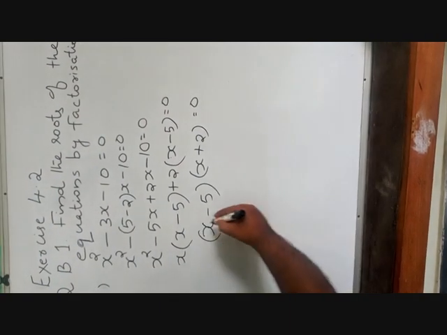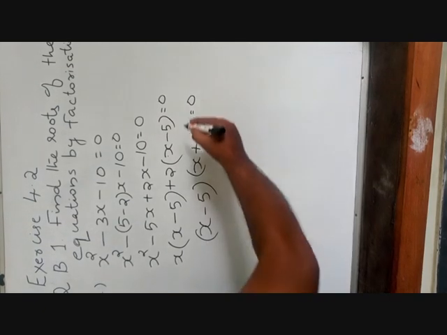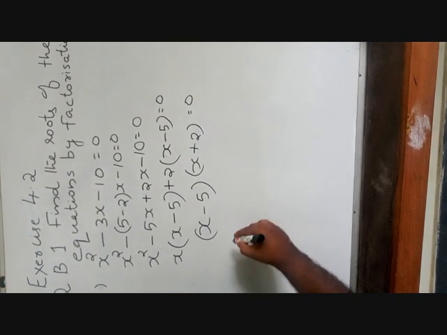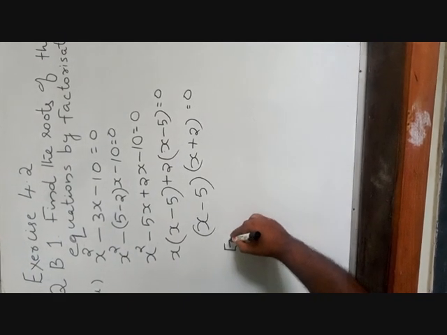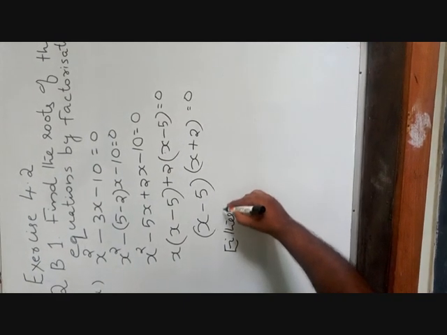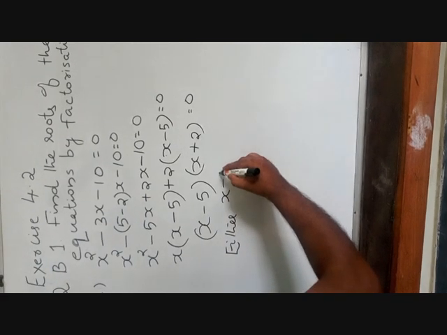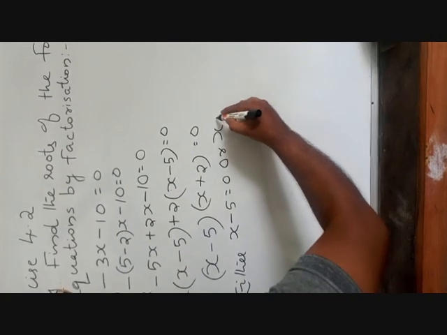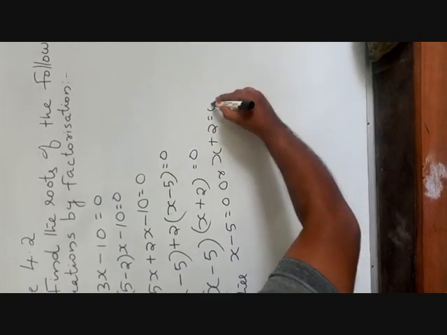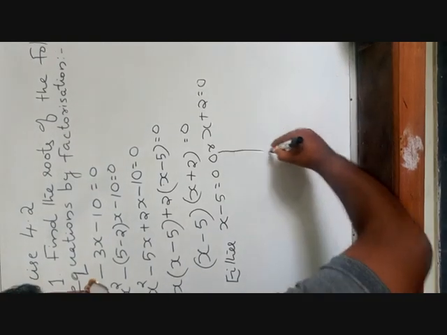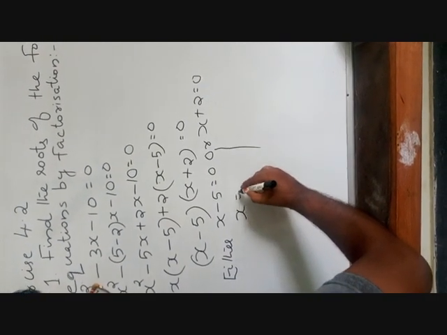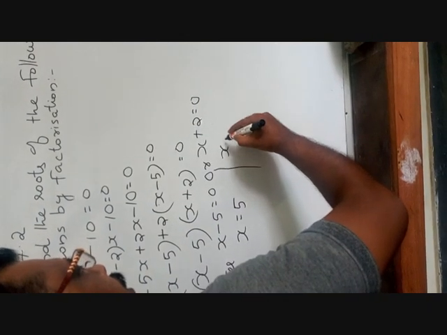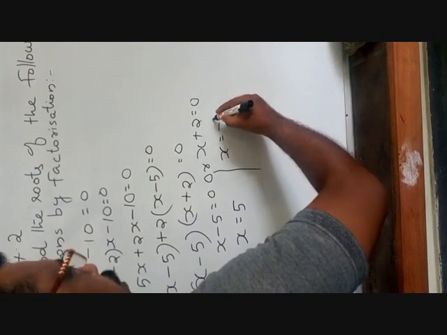The product of two terms is equal to 0. Therefore, we can say any one of these terms should be 0. Therefore, we can write here either x minus 5 is equal to 0 or x plus 2 is equal to 0. Then x minus 5 is equal to 0, therefore x is equal to 5. x plus 2 is equal to 0, therefore x is equal to minus 2.